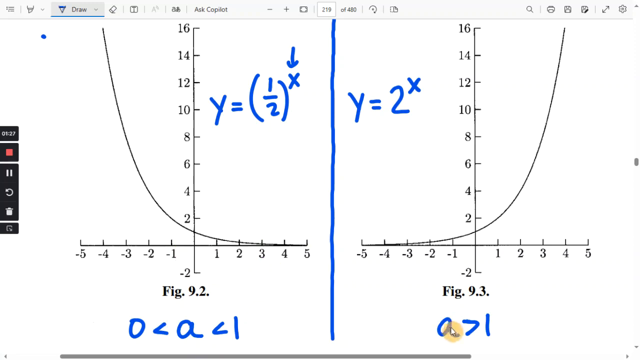Okay, and the opposite is true when a is greater than 1. For instance, if you take the number 2 and you raise that to the power of x, as x, the exponent, gets larger and larger, the 2 gets multiplied over and over again, and the overall value of y is going to increase. All right, so if a is between 0 and 1, it's going to decrease, and if a is greater than 1, it's going to increase for the exponential function.